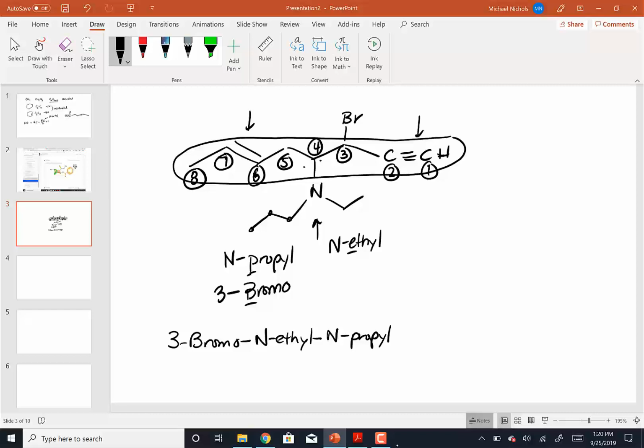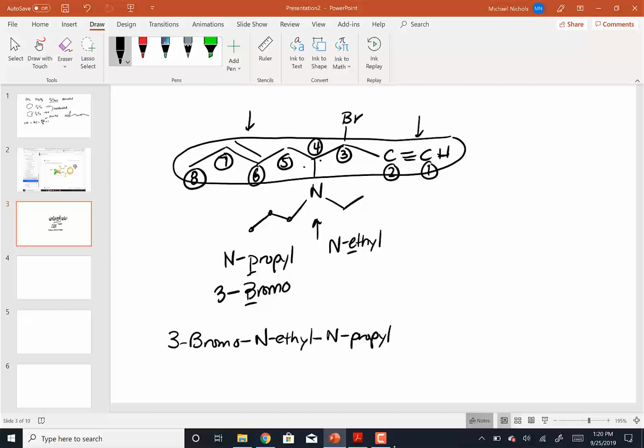And then we have to do the parent name. So the N's are replacing numbers, and so they're not part of the alphabetization. The other thing we can say is the N-propyl's hyphenated. We never alphabetize on the species before the hyphen. Okay, so this is our alphabetized list of substituents. Now I need the parent name.